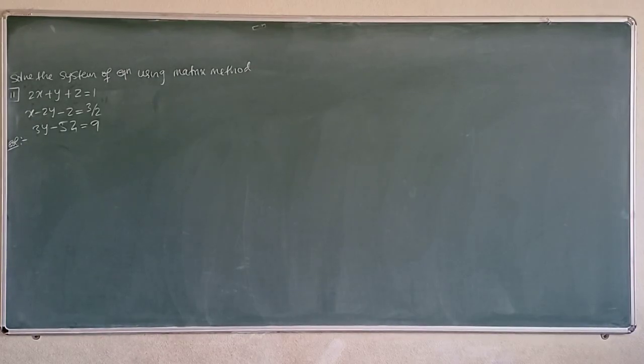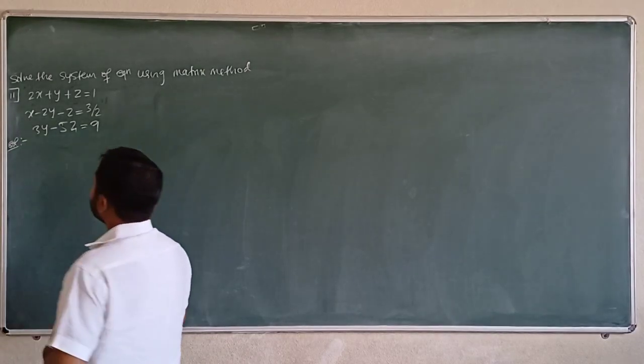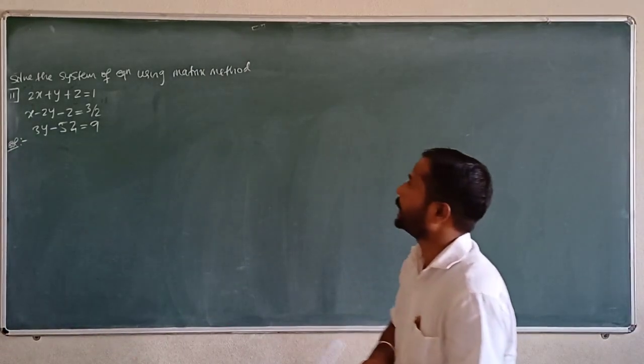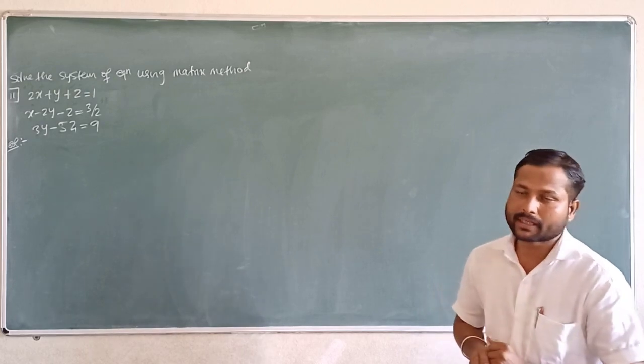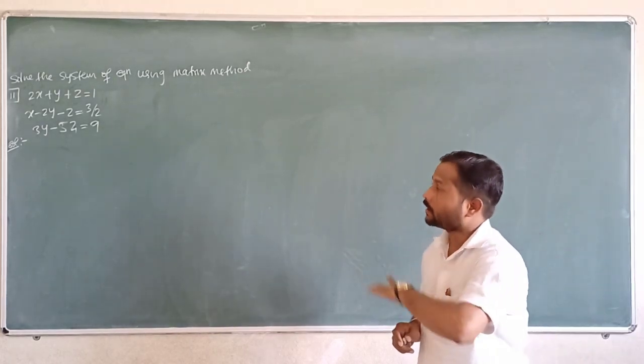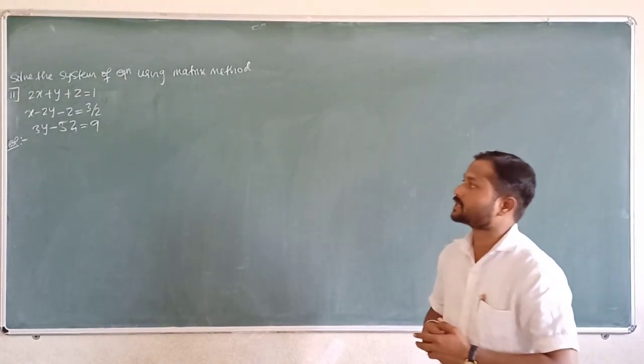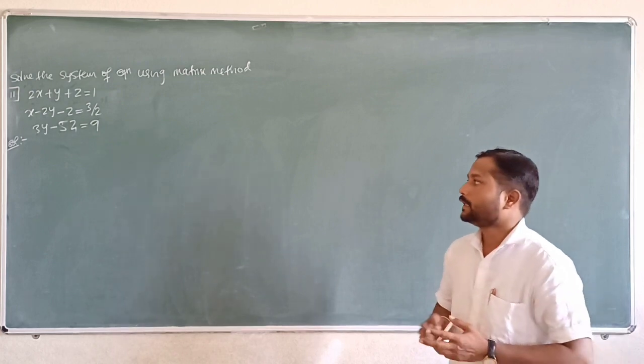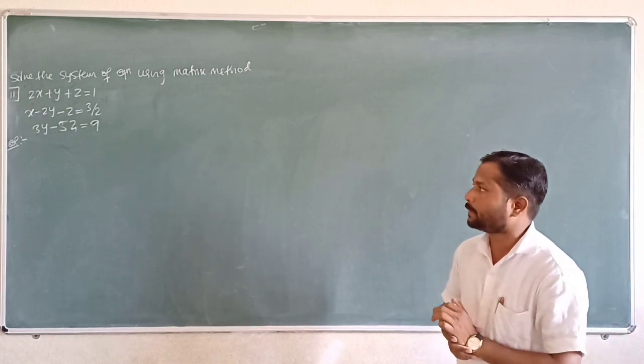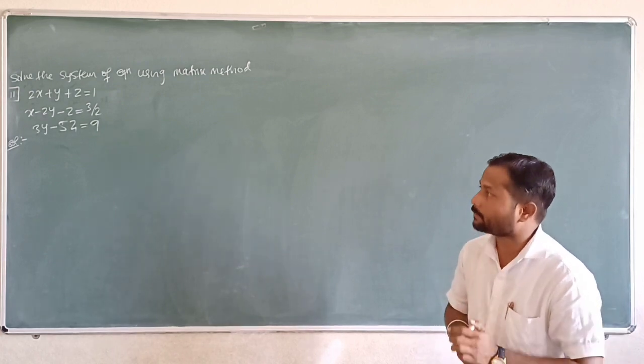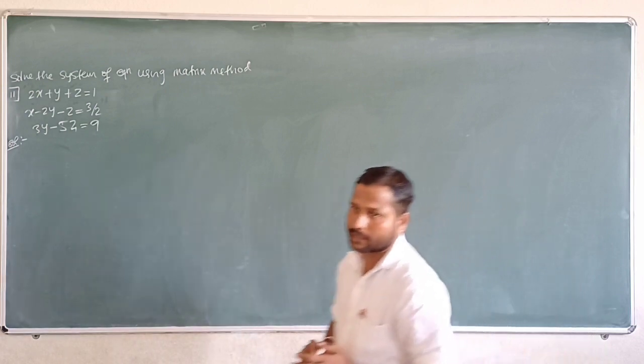Okay, take up question number 11. Solve the system of equations using the matrix method now, right? The given equations are 2x plus y plus z is equal to 1, x minus 2y minus z is equal to 3 by 2, and 3y minus 5z is equal to 9 now, right?